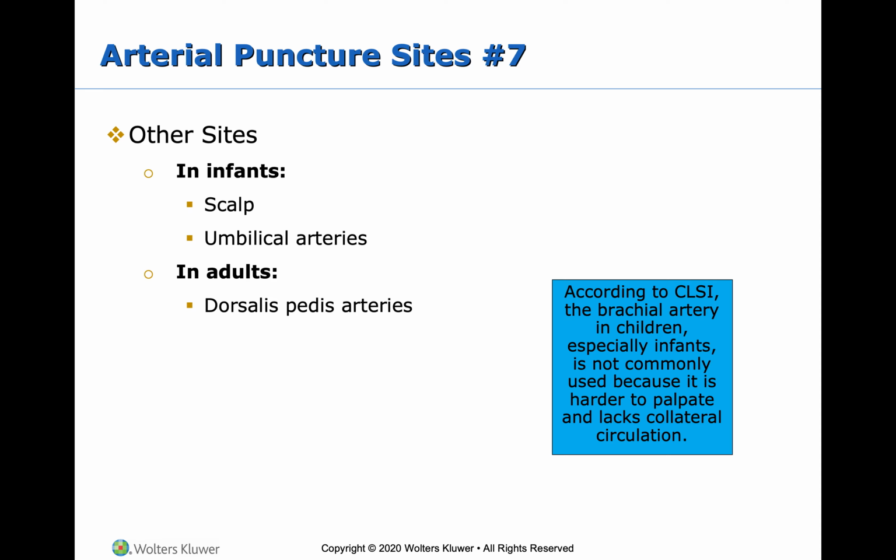Other arterial puncture sites: in infants, sometimes they'll go to the scalp, and sometimes the umbilical arteries. And then, like I said, the dorsalis pedis is the very, very last resort in adults. Okay, let's read the blue box. According to the CLSI, the brachial artery in children, especially infants, is not commonly used because it is harder to palpate and lacks collateral circulation. So that's why they might go to the scalp or the umbilical arteries.